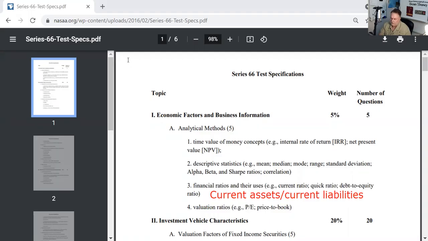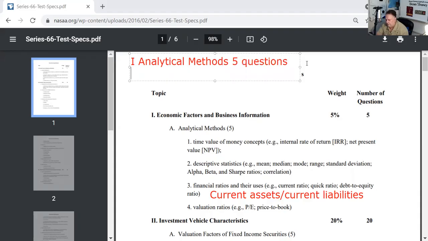There are 4 sections of this exam. Section 1 is analytical methods, as you see here, and you're going to receive 5 questions on that. Not enough to kill you, but sometimes when people are struggling, they say, oh, Dean, beta and Sharpe ratios and alpha. Beta is a measurement of volatility. Like I said, it's a different discussion. We'll go through all that, but not enough to kill you.